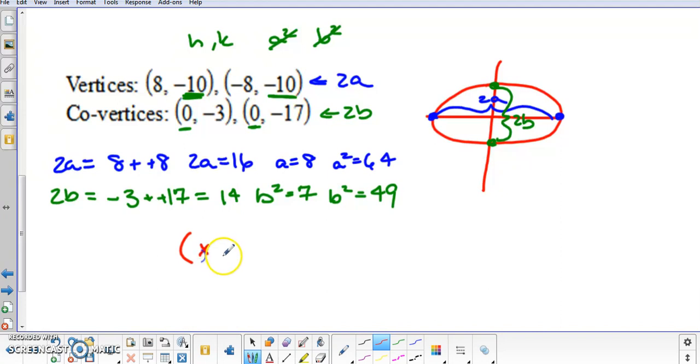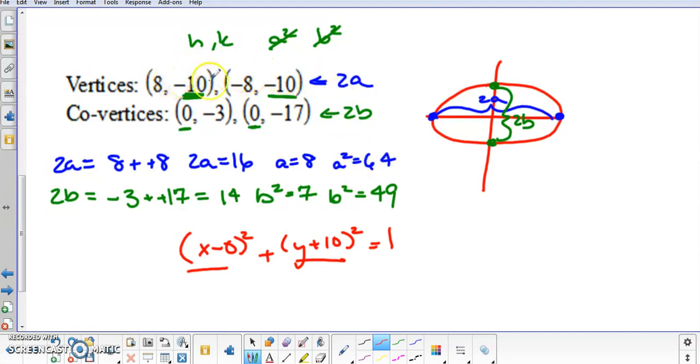So I've got x minus h, which we know is going to be 0 squared, plus y minus k, which is negative 10, so plus 10 squared. You know it equals 1. So now we just got to figure out where the a squared is going to go, so the bigger number.